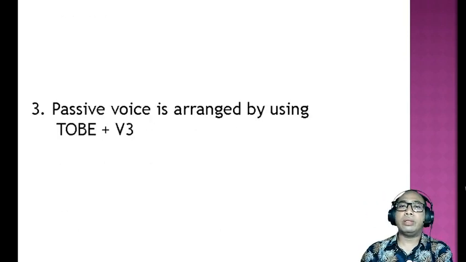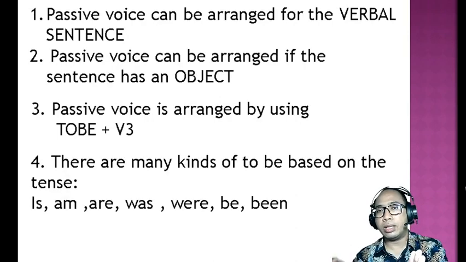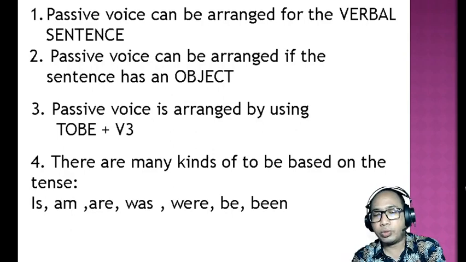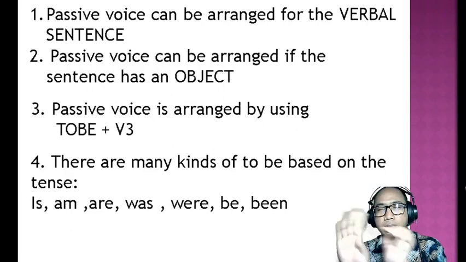Before we end our lesson today, I would like to summarize the material. Number 1, passive voice can be arranged for verbal and transitive sentences. A passive sentence can only be made if the active sentence is verbal, meaning it has a subject and verb, and transitive, meaning it has an object. Passive voice can be arranged if the sentence has an object. No object, we cannot change it. A nominal sentence cannot.